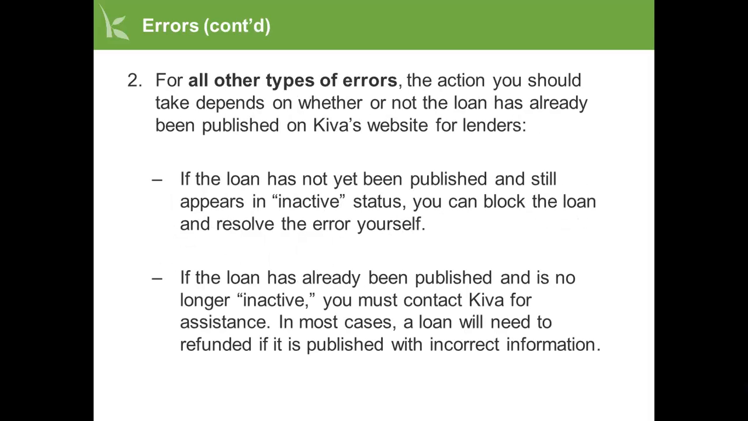For all other types of errors, the action you should take depends on whether or not the loan has already been published on Kiva's website for lenders. If the loan has not yet been published and still appears in inactive status, you can block the loan and resolve the error yourself. If the loan has already been published and is no longer inactive, you must contact Kiva for assistance. In most cases, a loan will need to be refunded if it is published with inaccurate information.